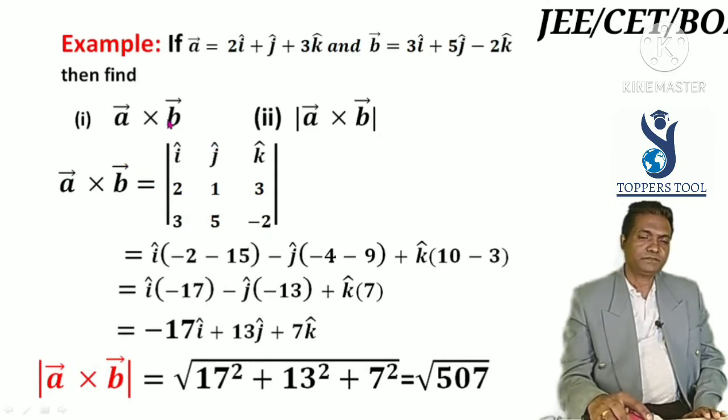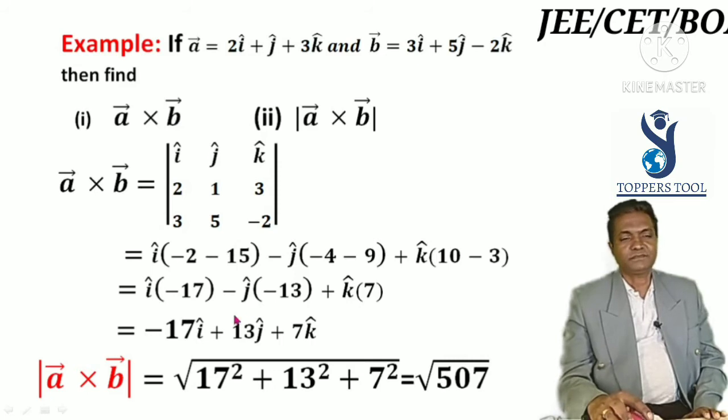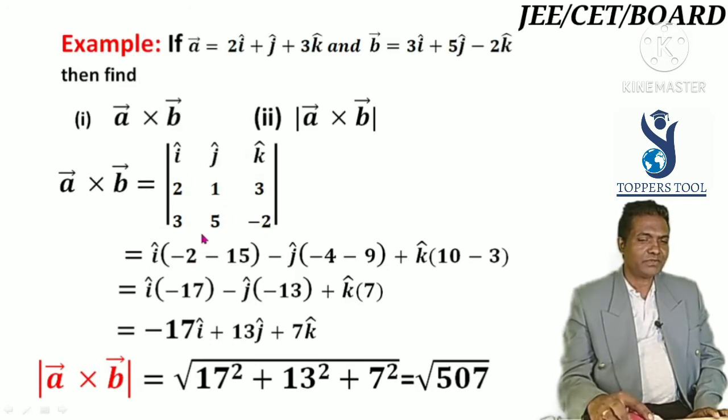Substitute, and expand the determinant that you studied in the determinant chapter. That is i cap into 1 into minus 2 minus 2 into 3, that is minus 2 minus 15, that is minus 17; minus j cap into 2 into minus 2 minus 4 into 3, that is 9; next plus k cap into 2 into 5, 10, minus 3 into 1, 3. Simplify this, you will come up with this.